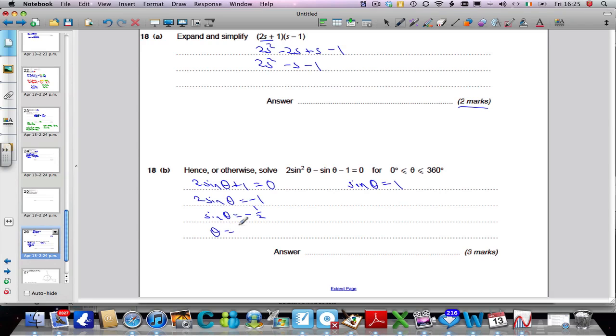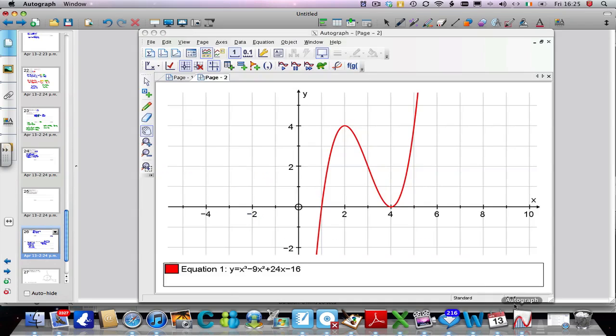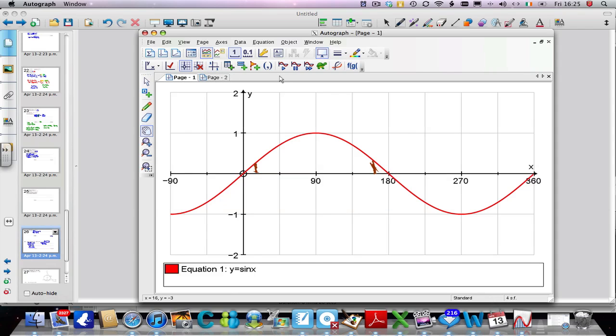That means theta equals, let's take the inverse sine of minus a half, which gives us minus 30. And let's take the inverse sine of 1. In case you don't know, inverse sine of 1 is 90. Now, I need solutions between 0 and 360. So first off, that's no good to me. Again, you need to know your sine graph in order to work this out.